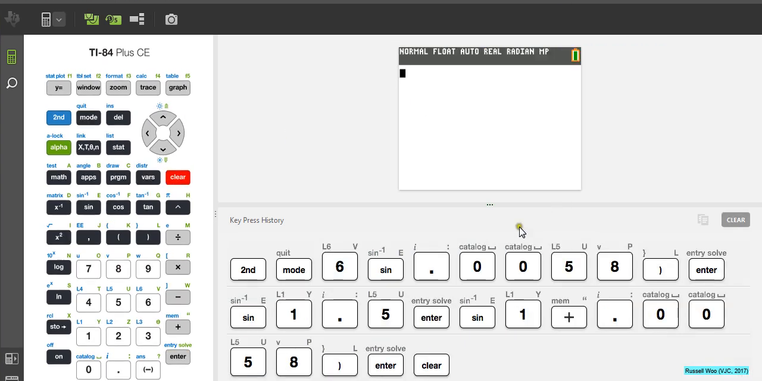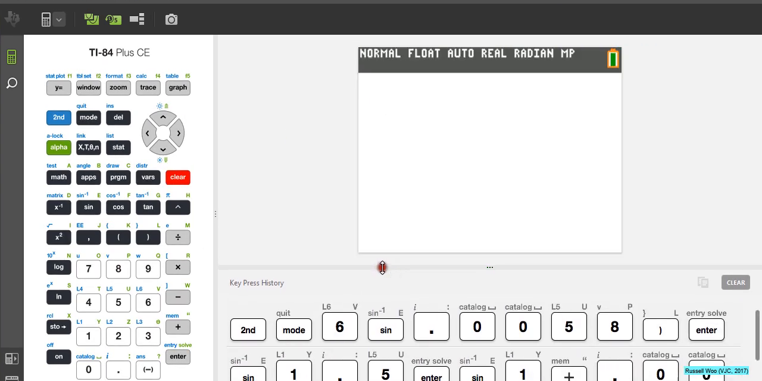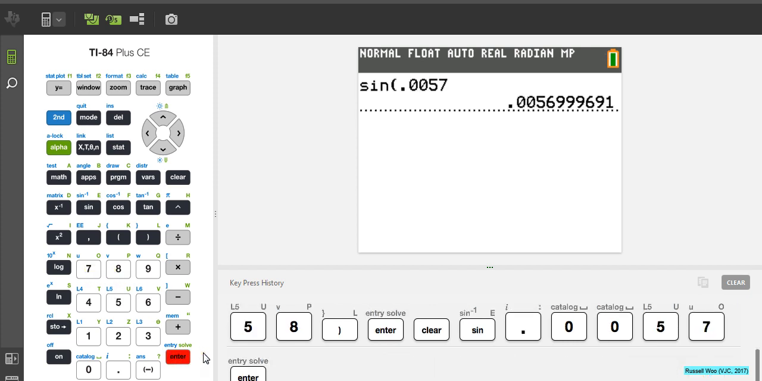We try sine 0.0057. You realize that it's very near to sine x is approximately equal to x, because for 0.0057 you get 0.00569999. You all follow what I'm saying? It's damn close. Correct? Yes?